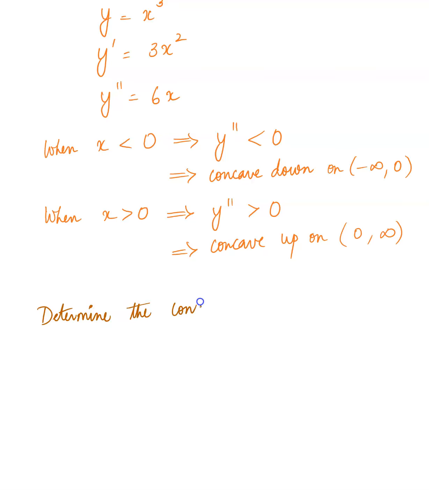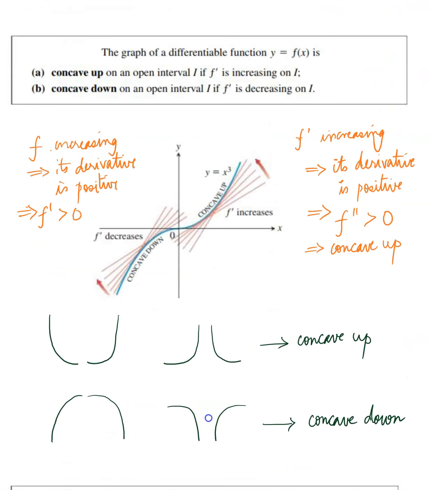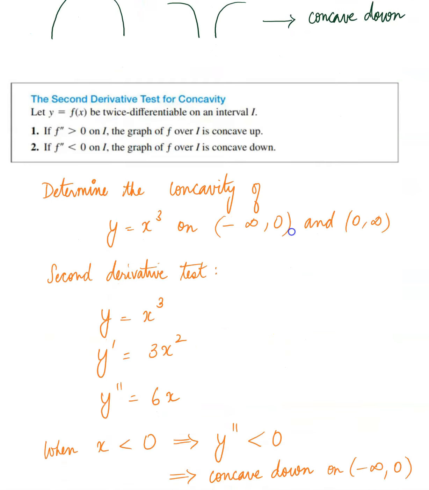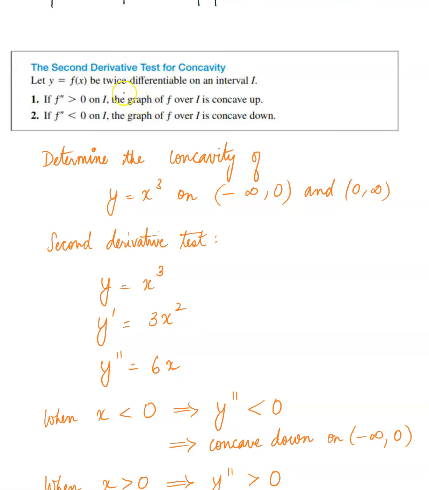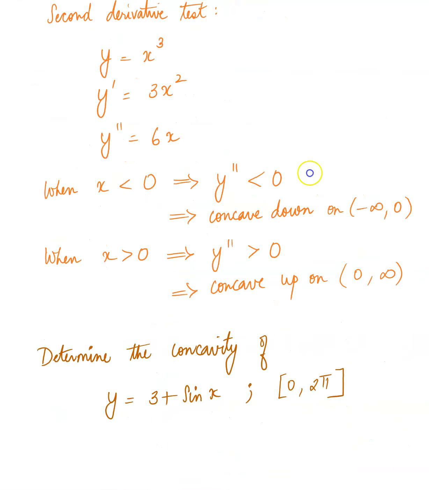Determine the concavity of y equals 3 plus sine x, and we're given the interval 0 to 2 pi. Okay, go back to the definition. The definition says the graph is of a differentiable function, so it must be differentiable, and then you'll talk about concavity. When you use the second derivative test, we know that y must be differentiable, but the test says it must be twice differentiable. And then we can consider its sign, positive or negative, to determine if it's concave up or down, respectively.